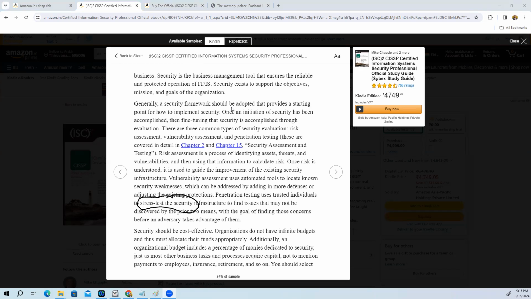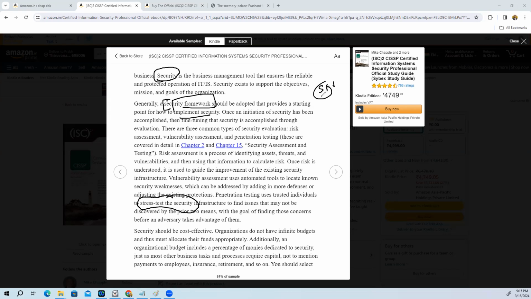Generally, security frameworks should be adopted that provide a starting point of how to implement security. Now, this is the keyword. I don't need to read the entire paragraph. This makes sense because this can be a problem statement for me. The question can be: which document will you refer to, which can be a starting point of how to implement security? So the answer is framework. Is it clear? Who ensures the business management is reliable with the functions and all that? Security is a business management tool. So instead of remembering everything, it's difficult to remember here. Just make a short note after reading: security framework is a starting point.